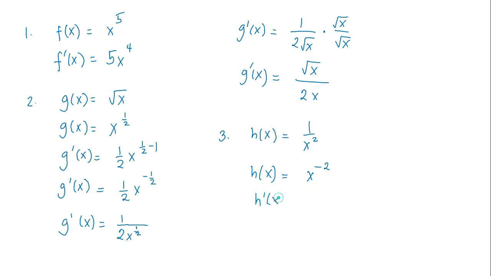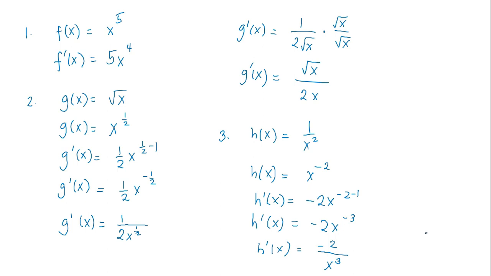So we have h prime of x is equal to, okay, bring down negative 2, and then negative 2 minus 1. Meron tayong h prime of x is equal to negative 2. X raised to negative 2 minus 1 is negative 3. Okay? So the final answer is negative 2. And then dahil may negative na naman ang ating exponent ng x, so kailangang mawala yung negative na yon, magagawa lang natin yon kung siya ay ililipat natin sa denominator.